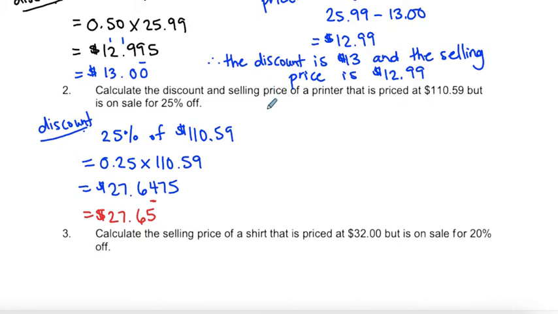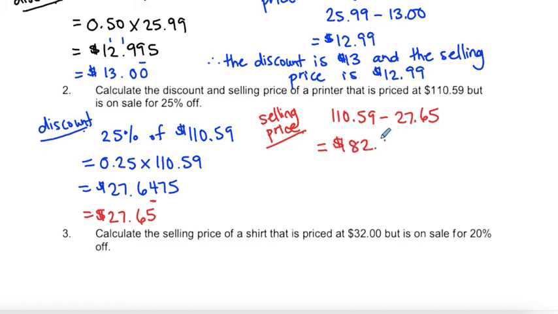Now I want to calculate my selling price. And the selling price is always the original price subtract the discount. So $110.59 take away $27.65 is equal to $82.94.